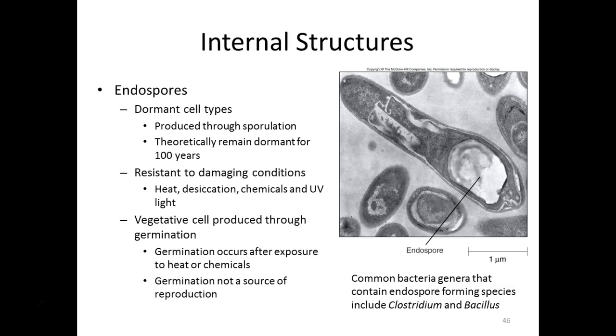And again, not a form of reproduction. The two genuses that have the most spore formers are Clostridium and Bacillus. So, anyone know a Bacillus that causes a pretty serious disease that's actually an endospore former? It was sent through the mail. Anthrax, right? Bacillus anthracis is a spore former. They literally sent millions upon billions of microscopic spores that people then inhaled, and those cells germinated. The bad news is that was very pathogenic bacteria.